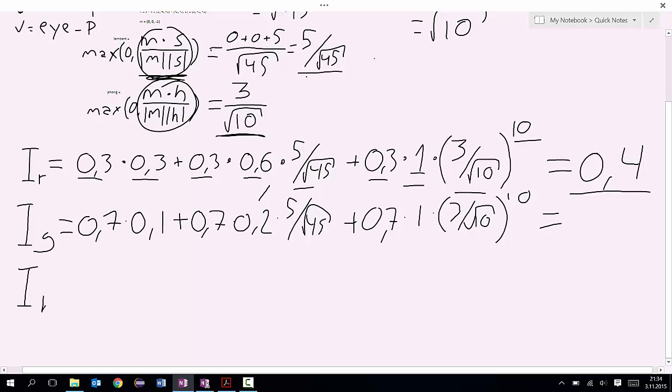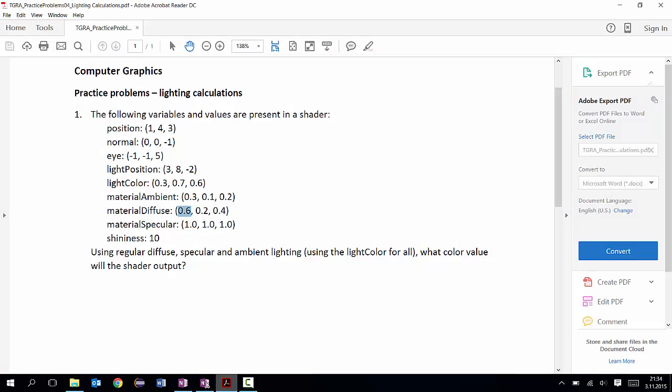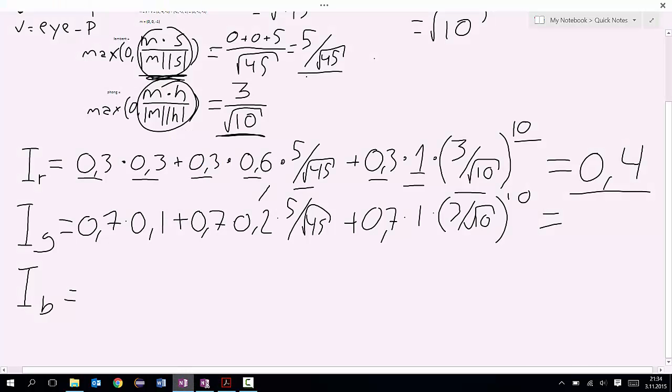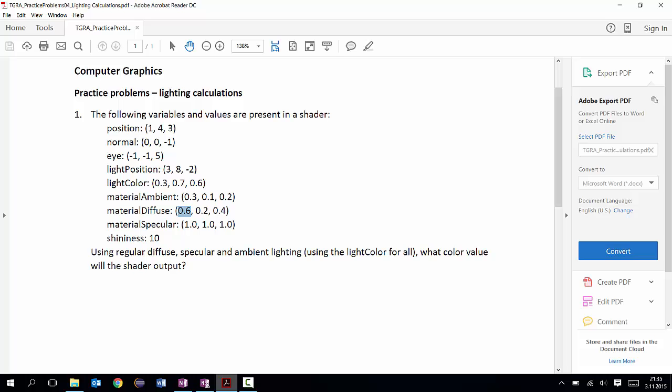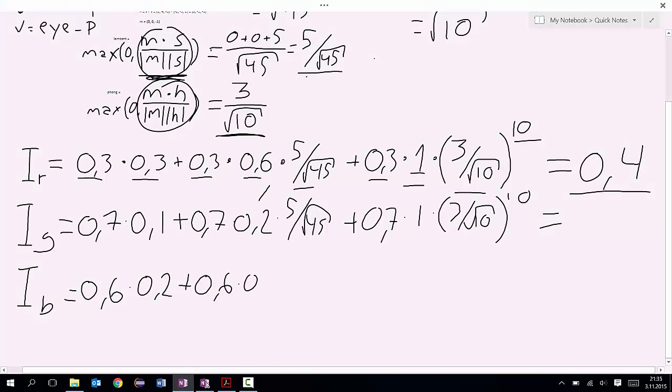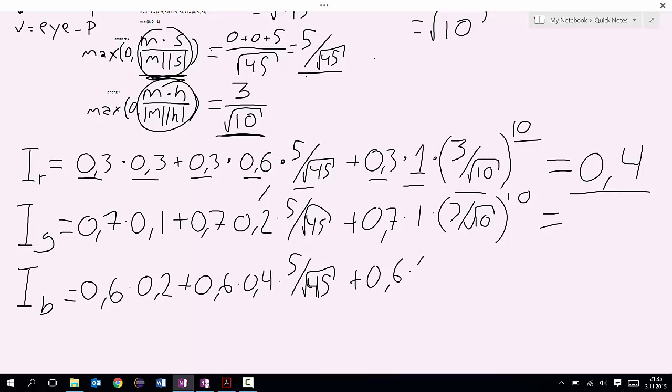and finally the blue part here will be, we have 0.6 as the light color, we have 0.2 in the ambience, 0.6 light color, 0.4 diffuse times Lambert, always the same, independent of the color, plus 0.6 times 1 times 3 divided by square root of 10 to the power of 10.